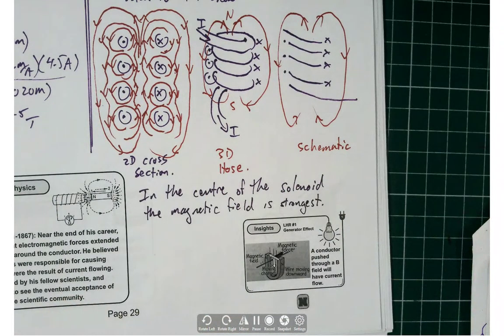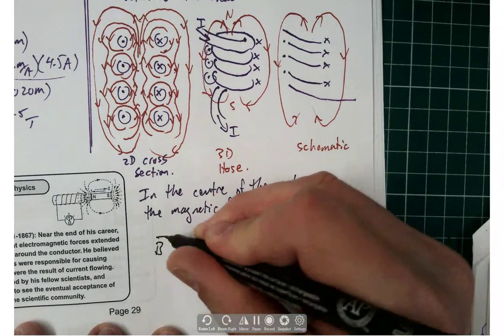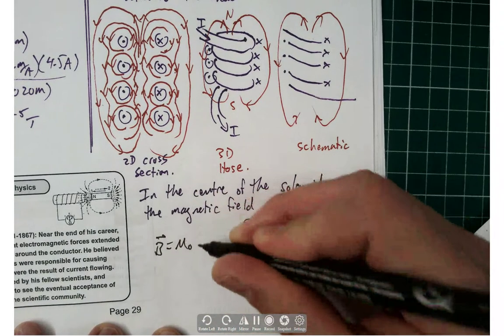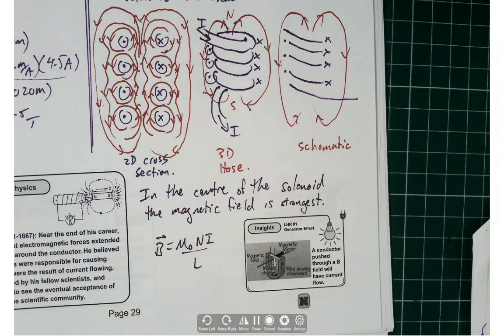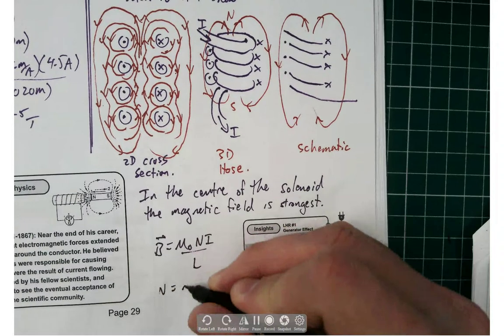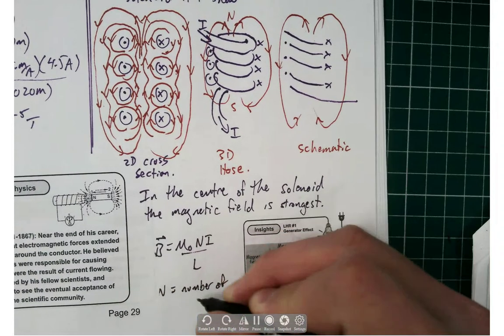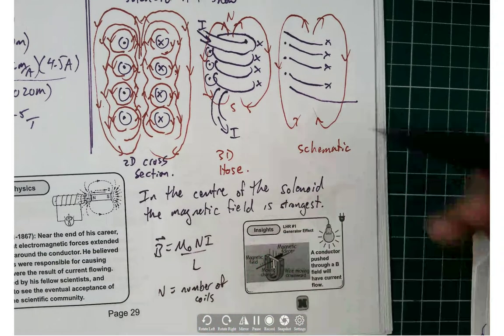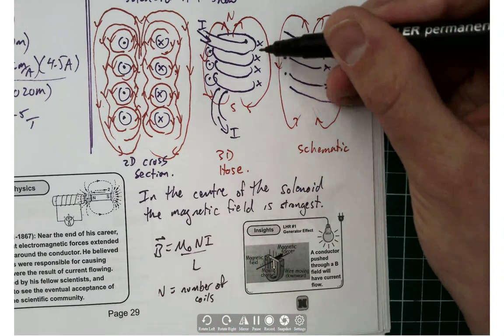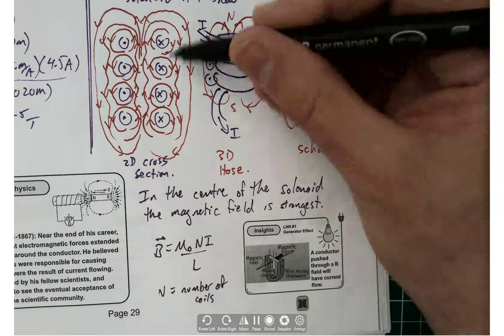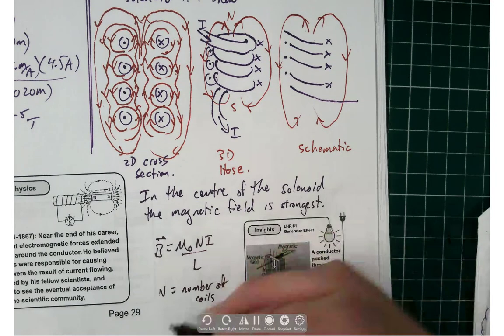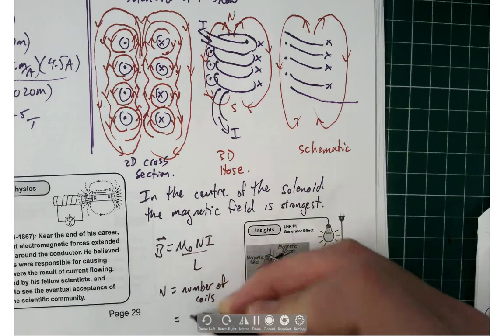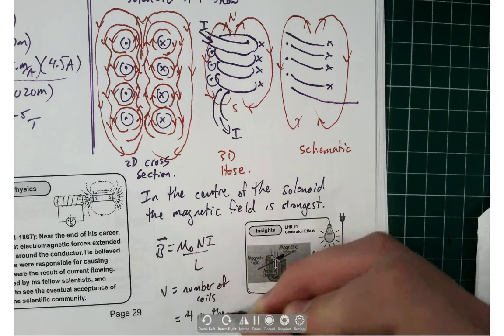The other thing that we've said, here's that equation that I was mentioning. B is equal to mu naught N I over L. Now that N is the number of coils. If I count the ones that I have up here, looks like I've got 1, 2, 3, 4, 1, 2, 3, 4, 1, 2, 3, 4. These are all the same solenoid, just drawn three different ways, but 4 coils. That would be the N value for that solenoid. So 4 in the diagram above.